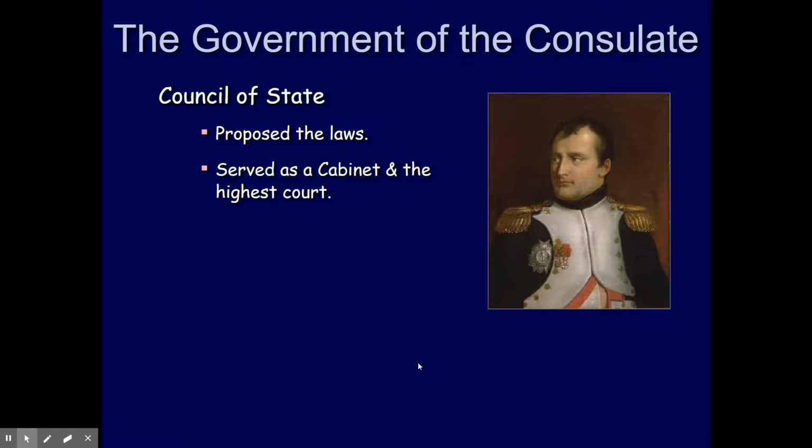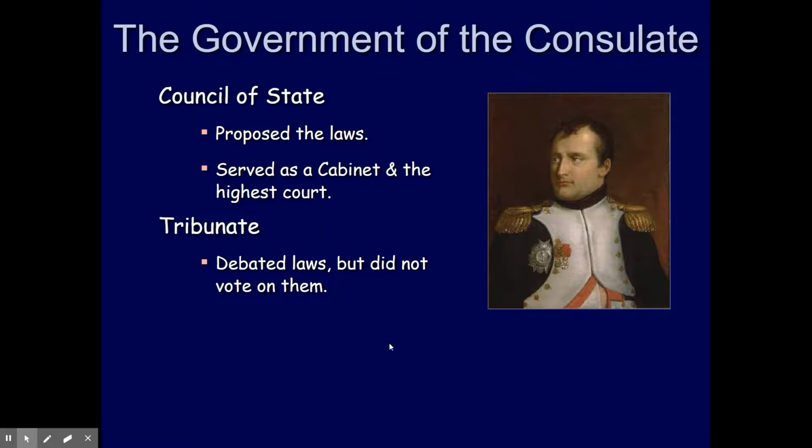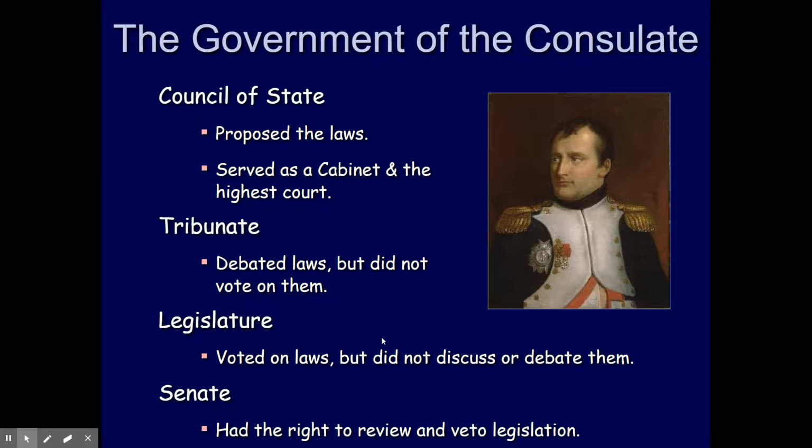Under the consulate, or his government structure, he had a council of the state that proposed laws, and they served as the cabinet and the highest court. They were also the ones able to negotiate and deal with Napoleon head on. The tribune debated laws, but they were not allowed to vote on them. The legislature voted on the laws, but never discussed or debated them. Their sole job was to hear out arguments, not discuss, and then vote. And then there was a Senate, essentially a last chance review, that could veto any legislation that got that far.